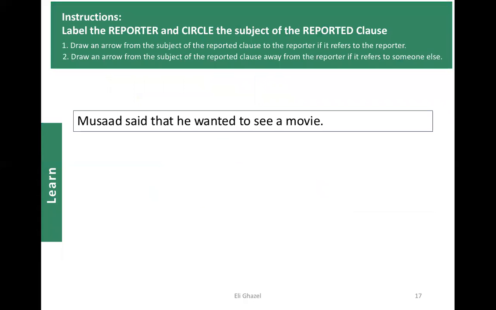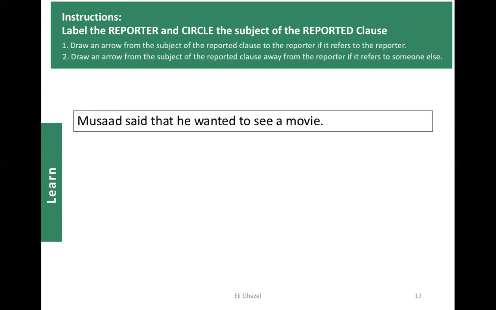Now, let's learn some more. We want to label the reporter and circle the subject of the reported clause. So we'll draw an arrow from the subject of the reported clause to the reporter if it refers to the reporter, and we will draw an arrow from the subject of the reported clause away from the reporter if it refers to someone else. Now, what's the difference between this and the previous one? The previous one had the exact words. This one is reported with a noun clause.